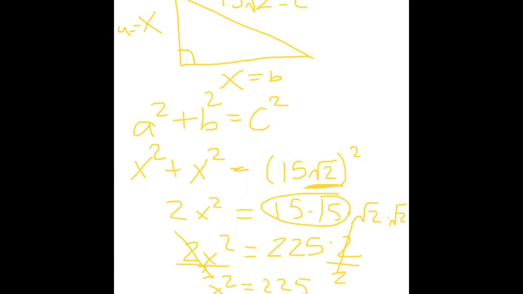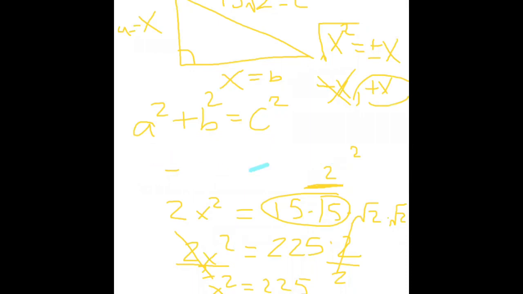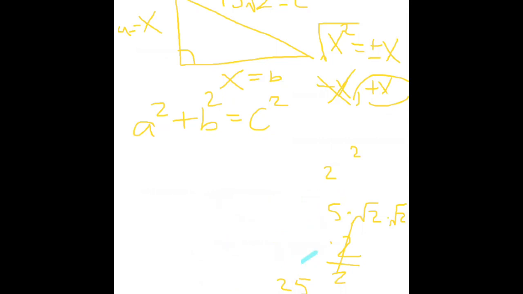Please note that technically the square root of x squared is actually plus or minus x, but because it's a length, the negative x value is an erroneous solution. You don't need it. You're only looking at the positive because you can't have a negative length. That might have been someone's question, so I wanted to answer that.